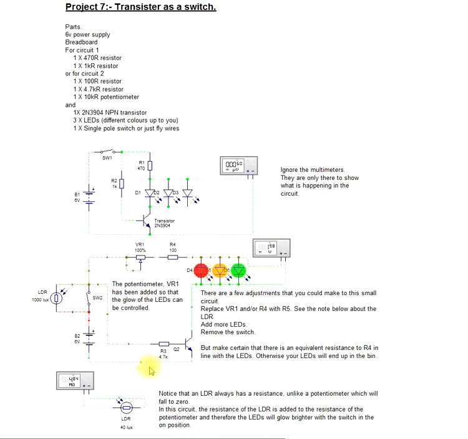Now this second circuit, we have a switch. This bit here is basically the same as the one above, except we have a potentiometer put in here, and that would just allow us to dim or turn on or off our LEDs.